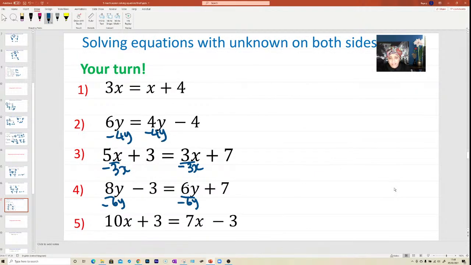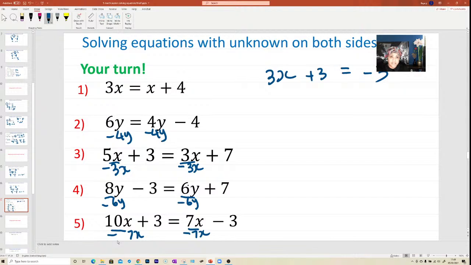Okay, so the last one again, we got unknown on both sides. We got 7x here and 10x. So we're going to get rid of the smaller x, which is a 7. So take away 7x here, take away 7x here. Then we have 10 take away 7, that's 3x, and then we have plus 3, and that's equal to 7 take away 7, that's gone, and then we have a negative 3.